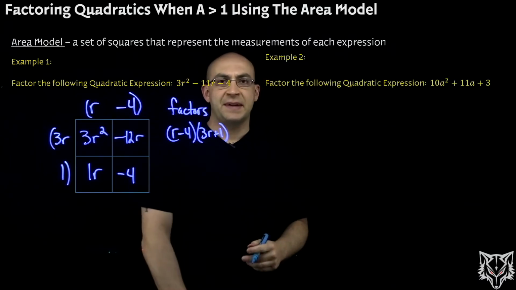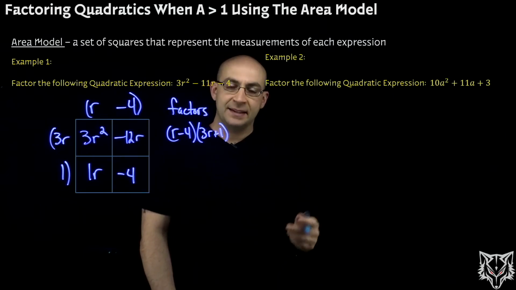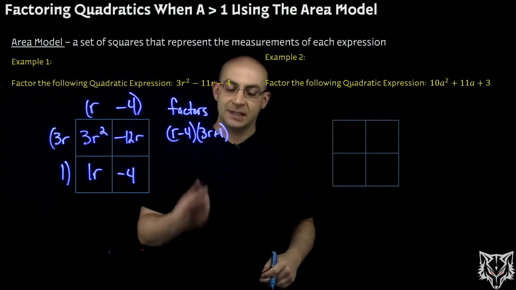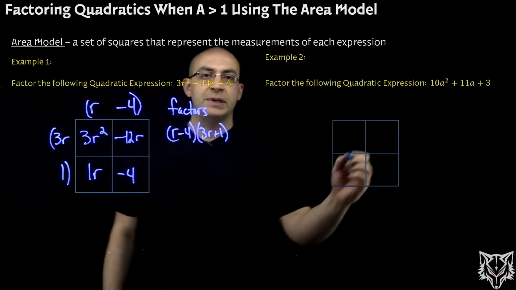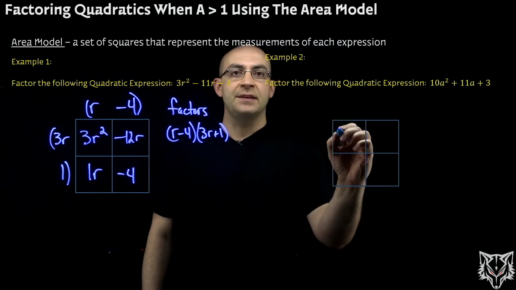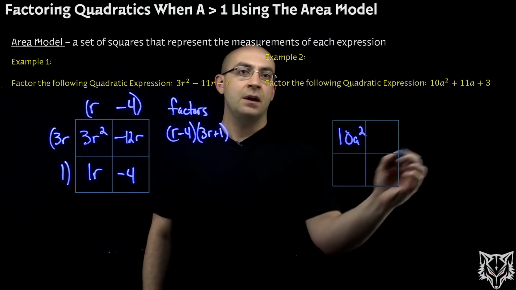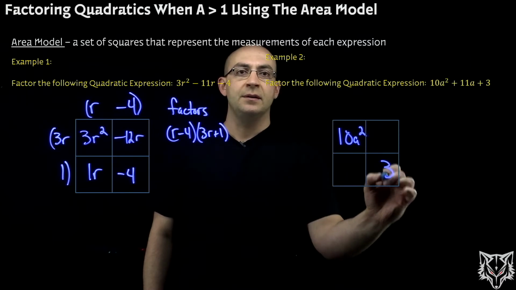Let's try the next example together. 10a squared plus 11a plus 3. Again, let's make our boxes and let's fill in what we know. 10a squared is going to go in this first corner box here. Positive 3 is going to go in the bottom right.